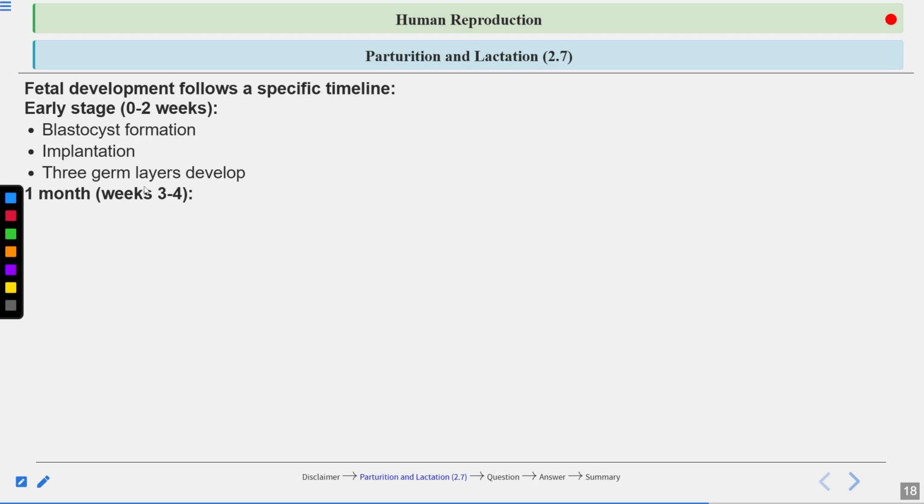Okay, 1 month. What is happening at the end of the 1 month? Means from week 3 to 4. Heart begins beating. So the heart is formed. And at the end of the first month, the heart starts pumping also. It starts beating and it starts pumping the blood. Means the blood circulation starts. Okay, basic facial features also appear.